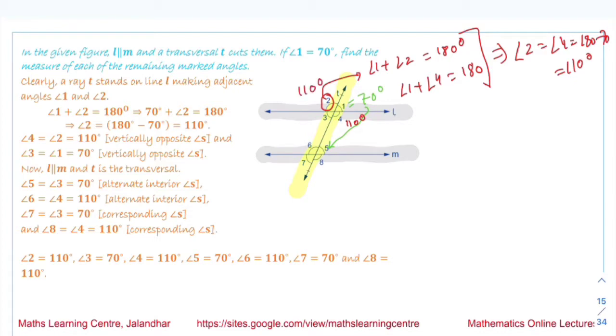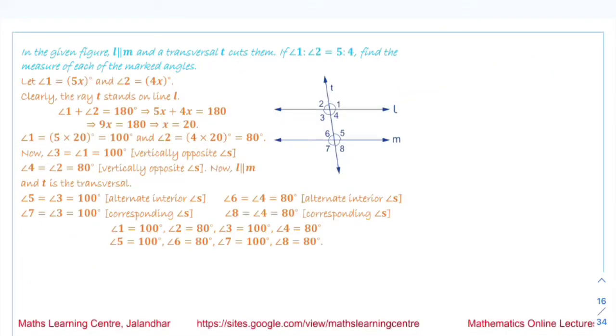This is 110 degrees. This angle we have obtained is 70 degrees. Now if this is 70, then this is the vertically opposite angle, so this is also 70 degrees. Similarly, we can find that this angle is 70 degrees and these angles are 110 degrees. So these are the basic properties that we have to see: which of these are vertically opposite angles, alternate angles and corresponding angles, and we use their properties to find the answer.